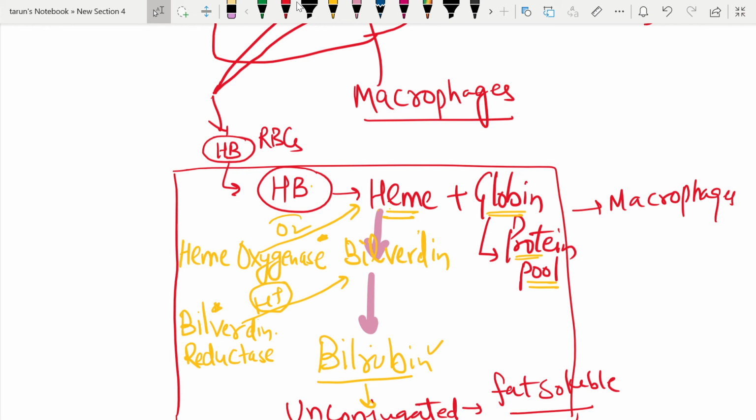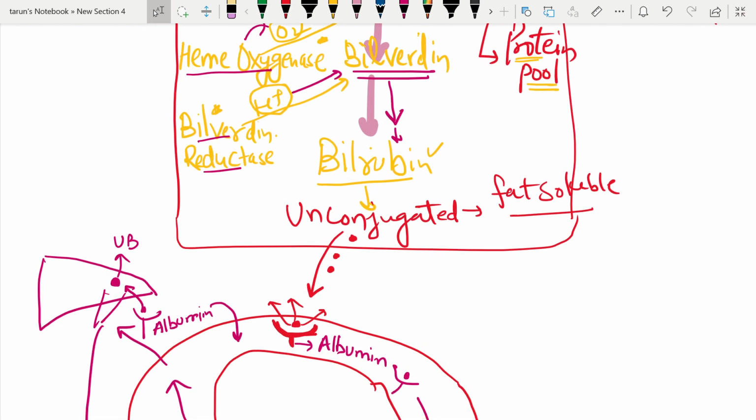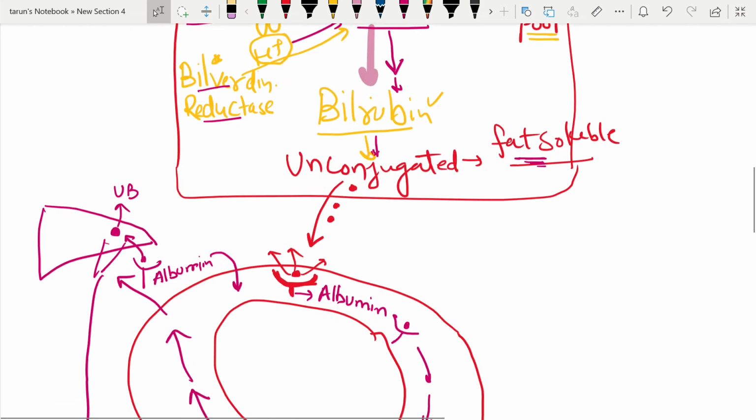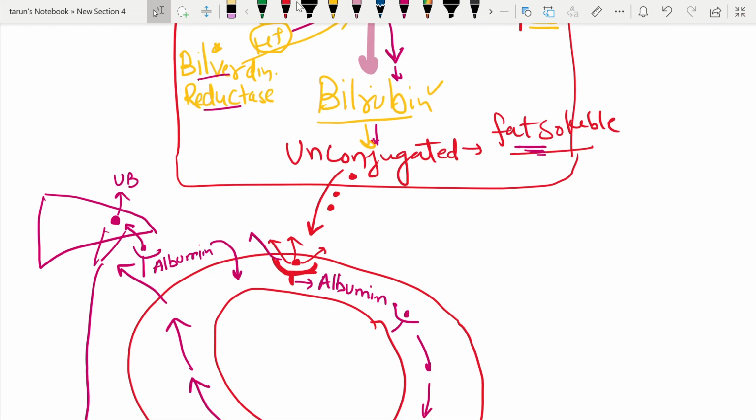First, heme receives oxygen from heme oxygenase and converts into biliverdin. Then biliverdin receives hydrogen from the enzyme biliverdin reductase and gets converted into bilirubin. Now this bilirubin, which is formed in the macrophages, is unconjugated, that is, not water soluble but fat soluble. Being fat soluble, it is toxic. It can move out into the tissues and damage various tissues of the body.